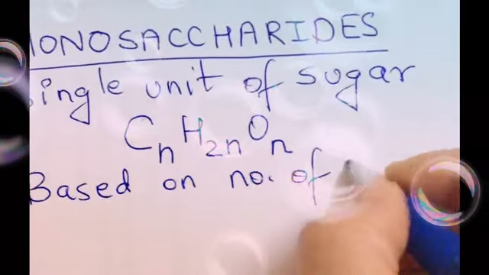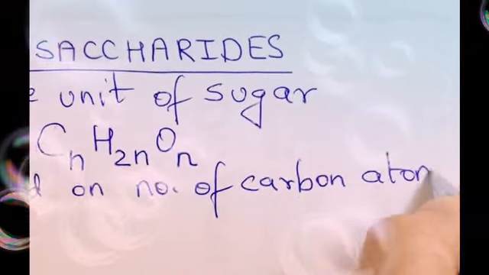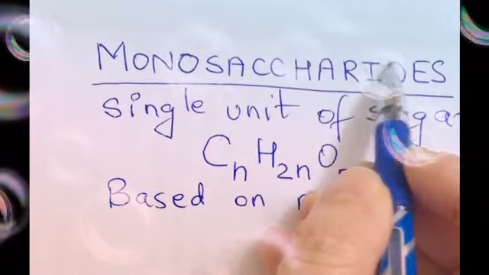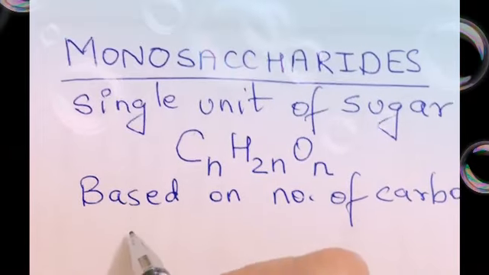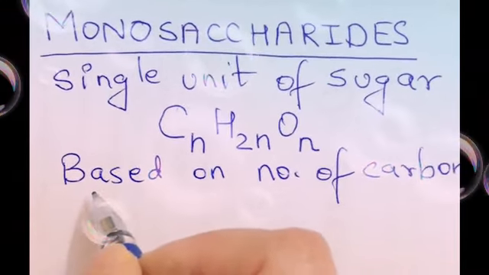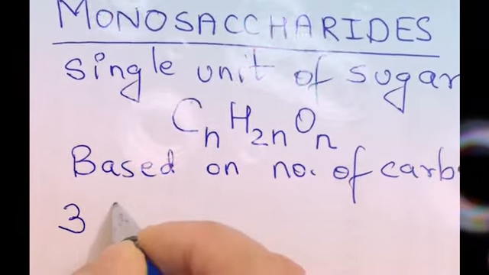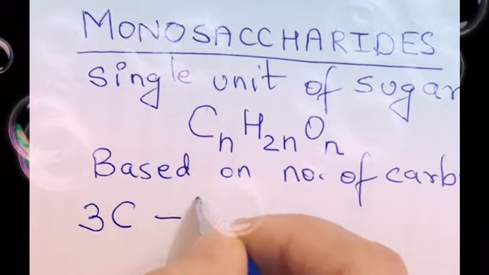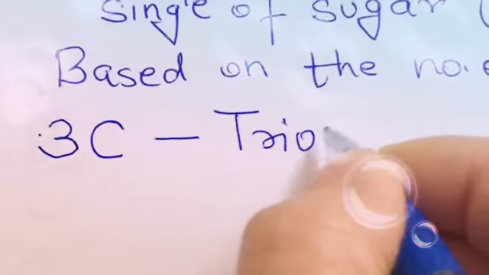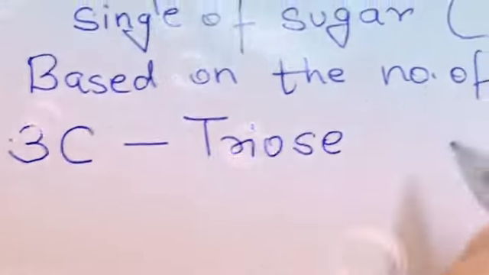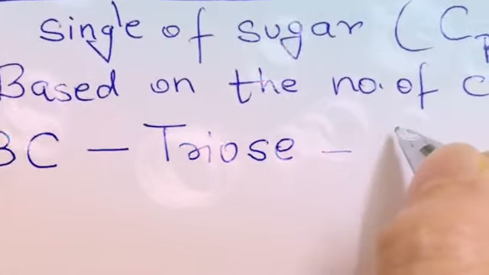Okay, so now based on the number of carbon atoms, the classification of the monosaccharides can be done. We'll see one by one the various classes of the monosaccharides. To begin with, suppose it consists of 3 carbon atoms, then it's called a triose. So the first classification is triose as it has 3 carbons, and based on this we can put the values as per the formula.